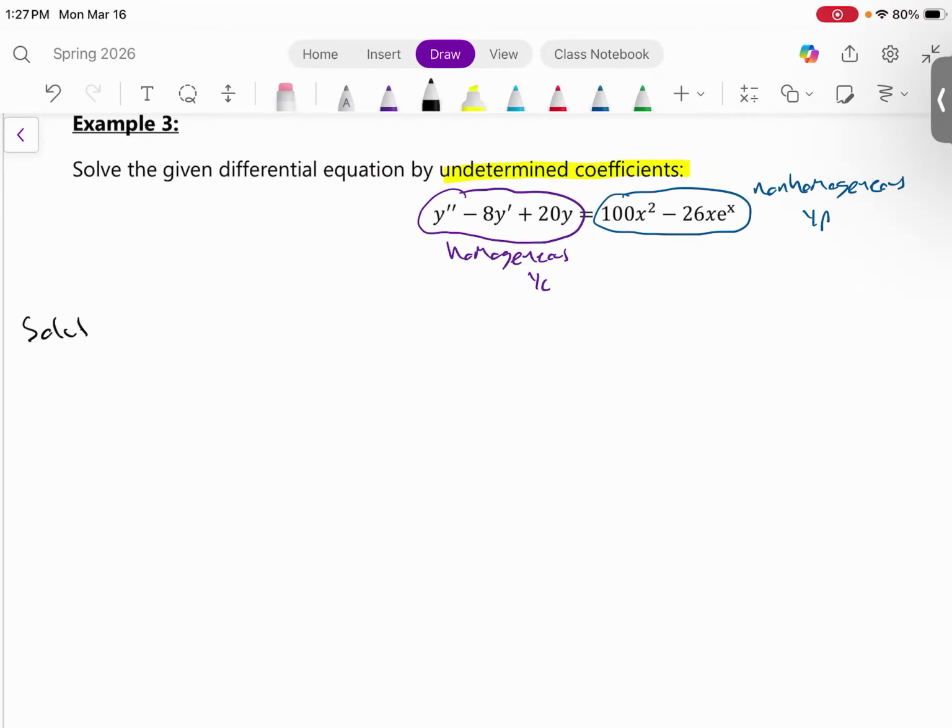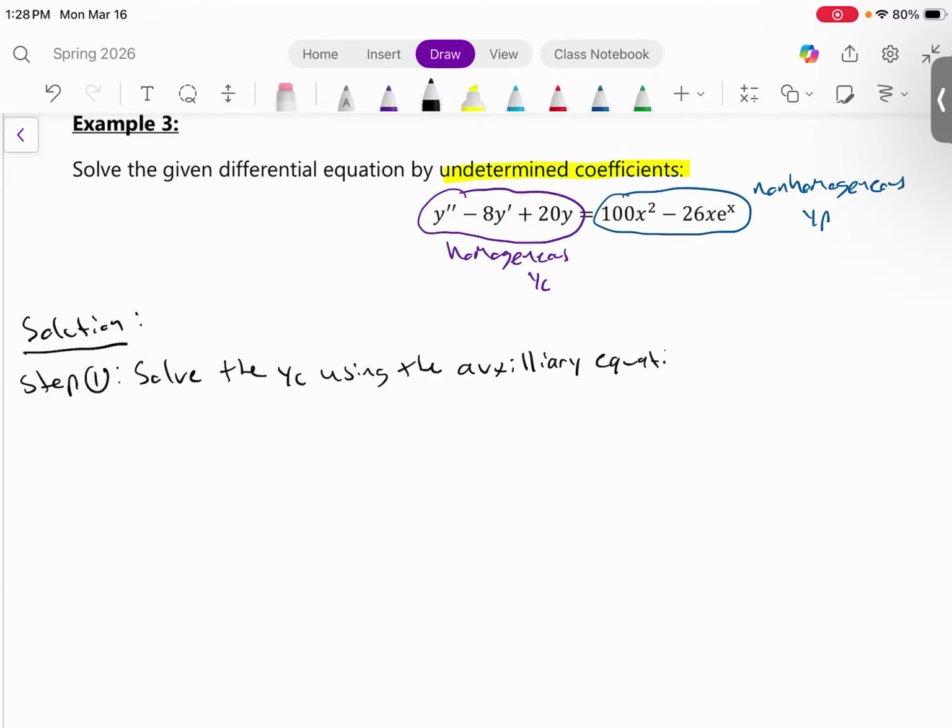So let's write solution, and we'll look at step one, and that's getting our complementary solution. So solve the complementary solution using the auxiliary equation, and that's from section 4.3.